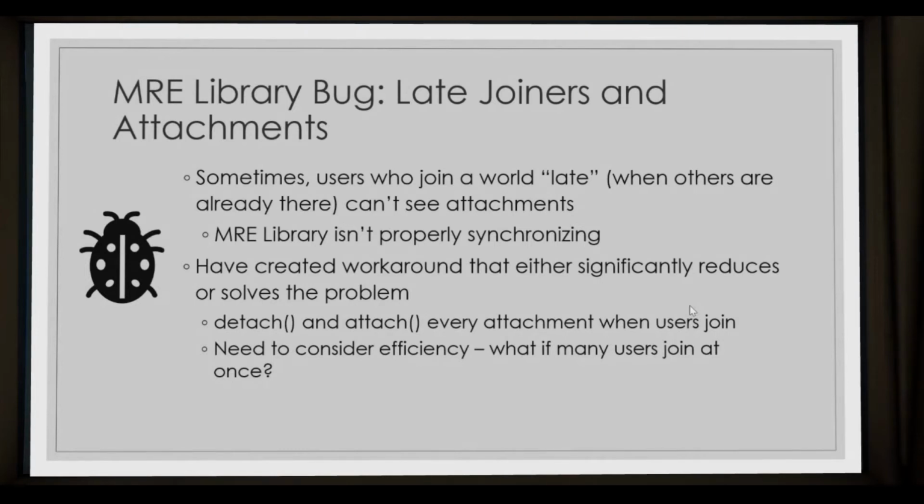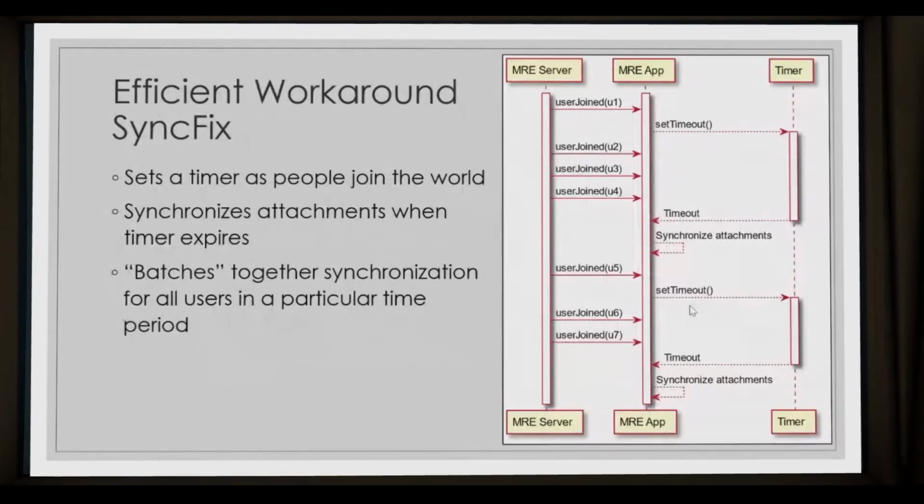So what I have here is I've developed a way to not only work around it, but to keep it reasonably efficient as it's going through here. So this is kind of the activity diagram for the fix here. Basically, the summary here is when somebody joins the world, it sets a timer. Then when that timer expires, it does a synchronization. If a bunch of people join, it notices the timer's already going and doesn't start a new one.